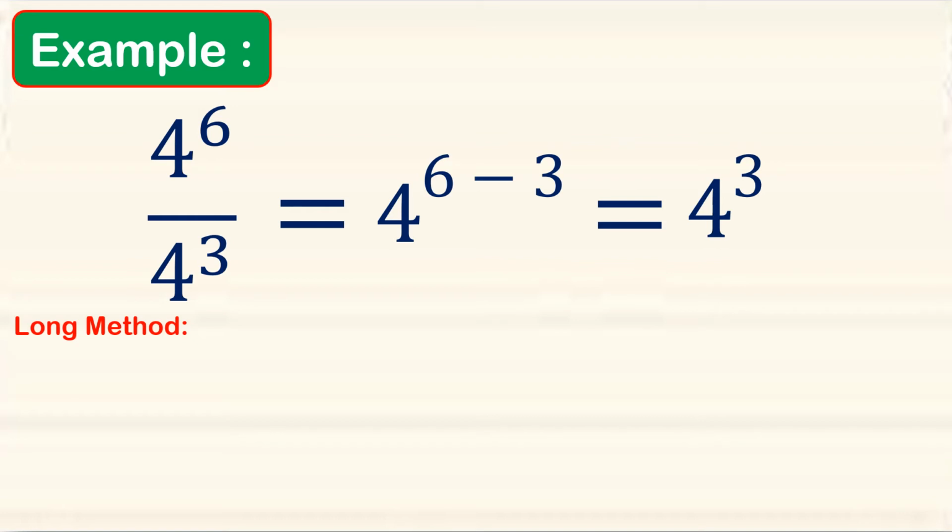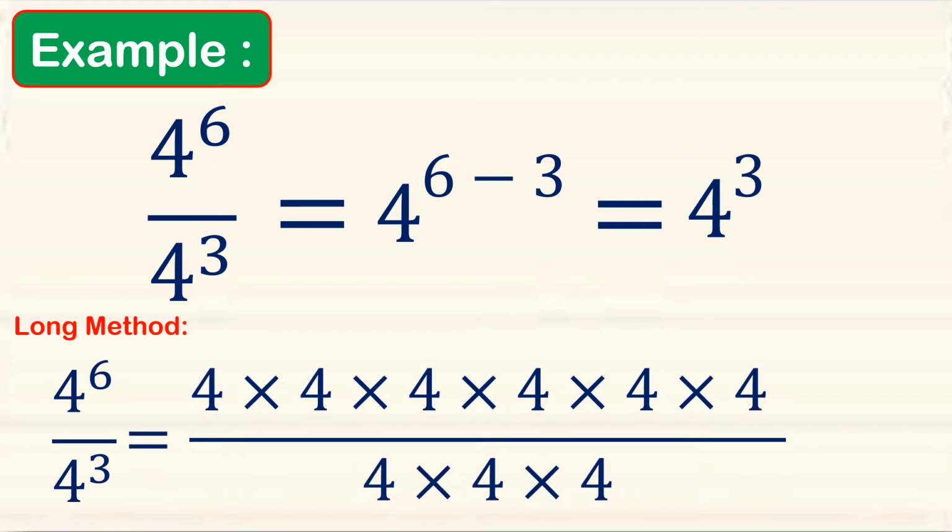So using the long method, let us see whether our answer is correct, okay, to prove that the quotient law is really true. So 4 to the 6 over 4 to the 3rd. 4 to the 6 can be written as 4 times 4 times 4 times 4 times 4 times 4. So we are going to multiply 4 six times by itself. And then 4 to the 3rd, we are going to multiply 4 three times by itself. In here, we can cancel, then cancel, then cancel. So how many 4s are left? We have 3. So the answer is 4 to the 3rd. So it is the same using the quotient law and the long method.